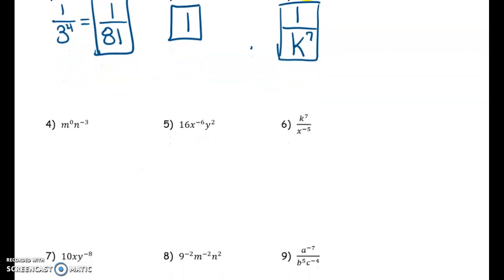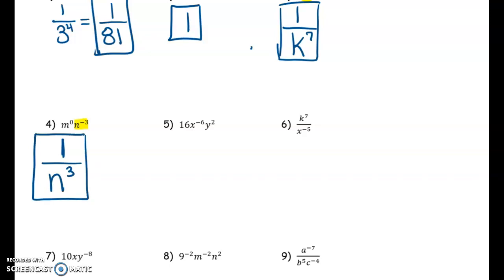In number 4, now they're getting a little bit trickier. So I'm going to start with each part. If I start with the first part, the m to the 0, that's a 0 exponent. So that part's just going to equal 1. And then in the second part, I have a negative exponent. I have n to the negative third. So I know when I have a negative exponent, I have to move it to its opposite location. Since that's negative in the numerator, I'm going to send it to the denominator. And then my final answer is just 1 over n to the third.